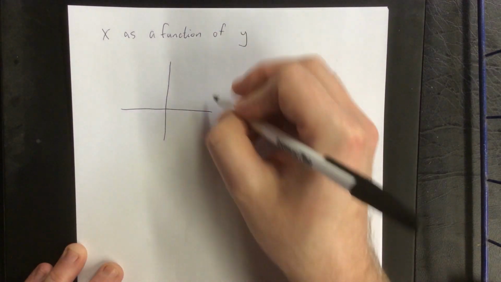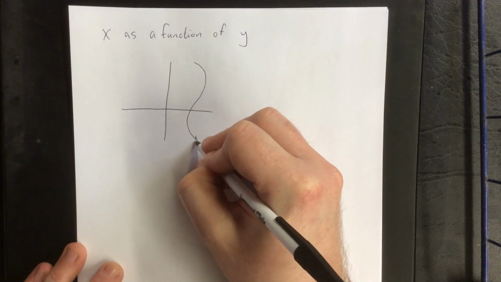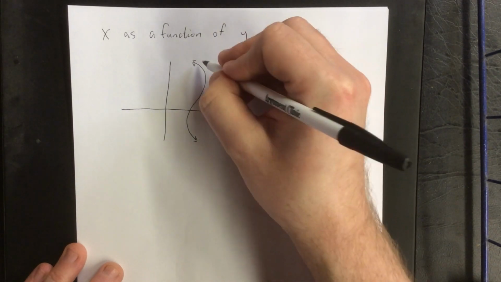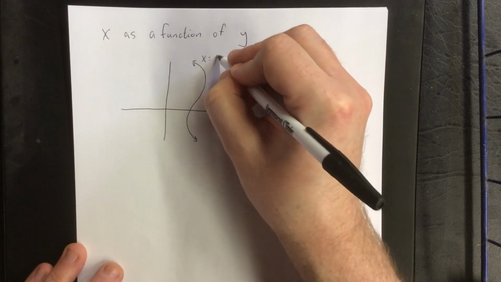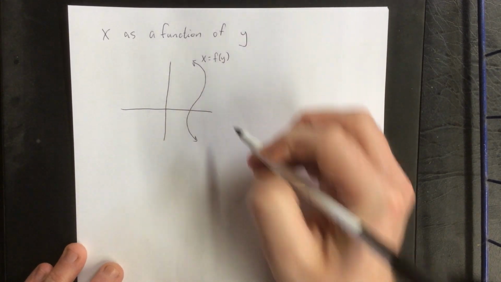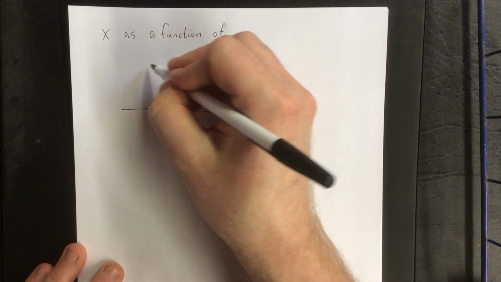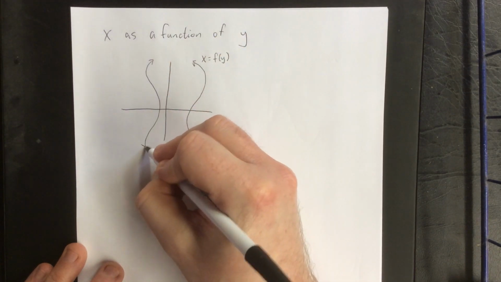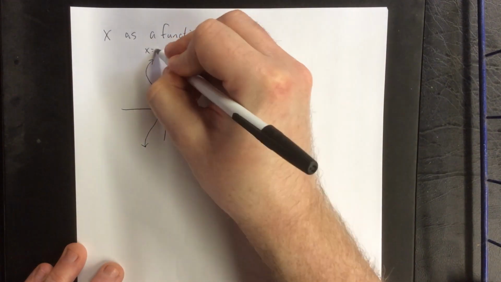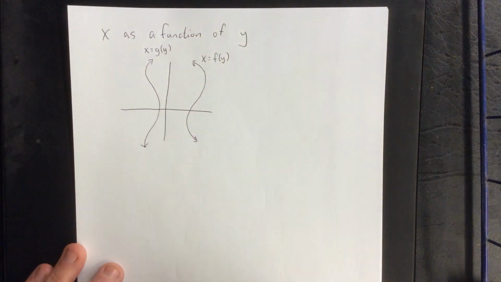So imagine for a moment that we have a Cartesian plane. This might be x as a function of y. X is a function of y because it passes the horizontal line test rather than the vertical line test. Additionally, we might see another function of y, like x equals g of y.